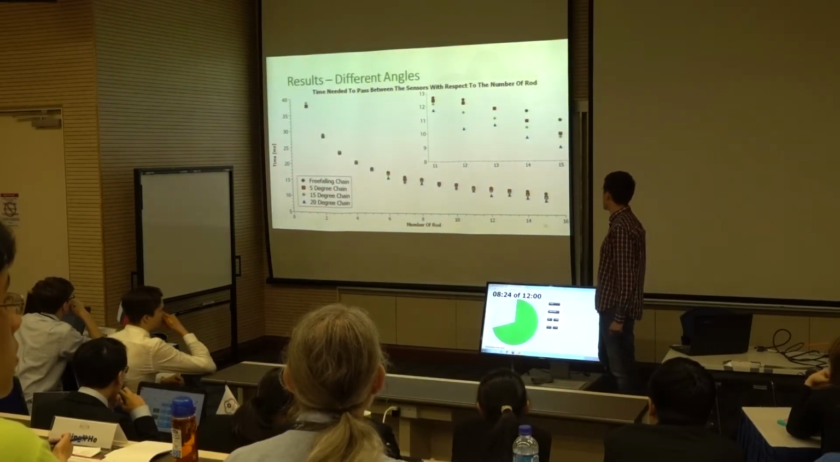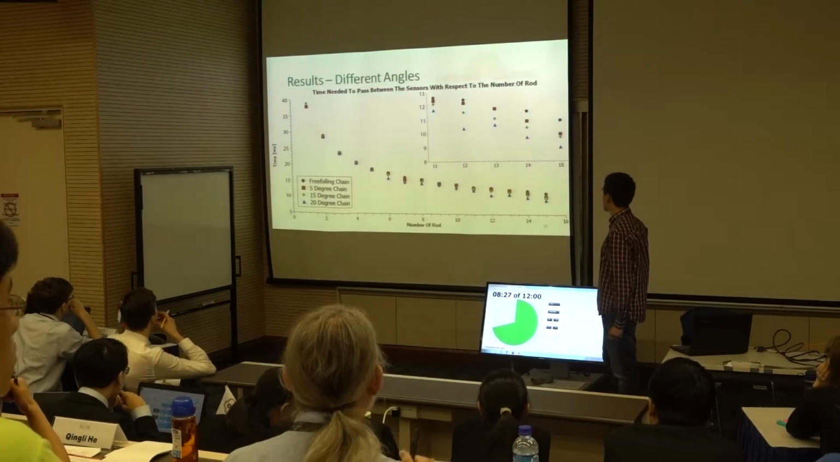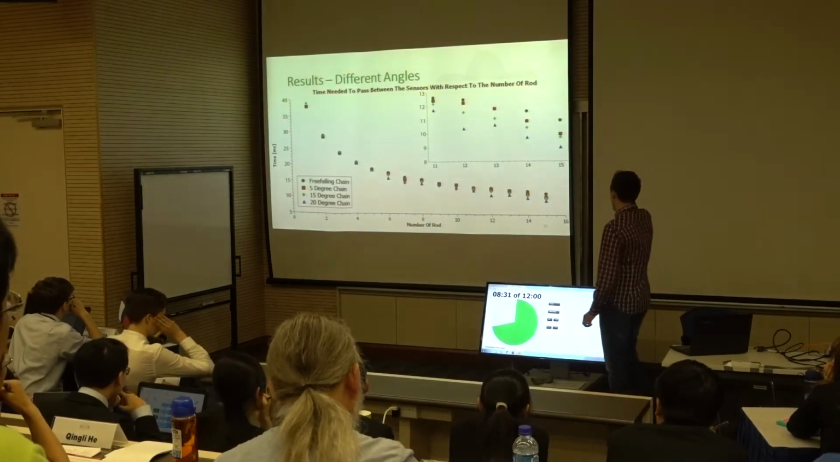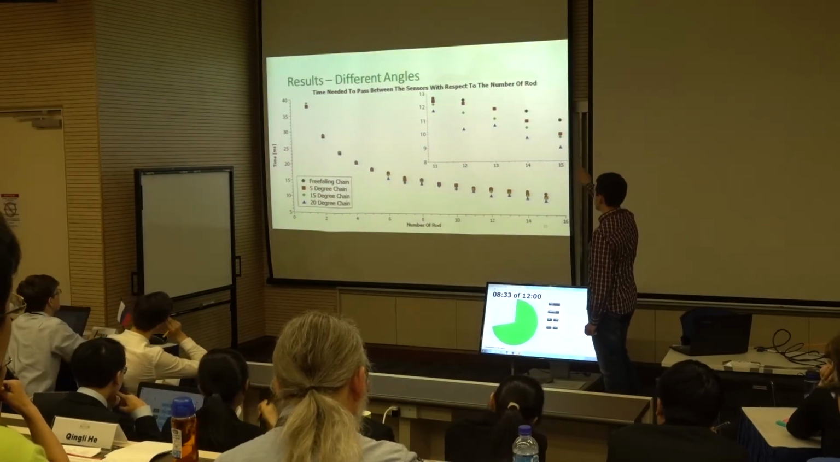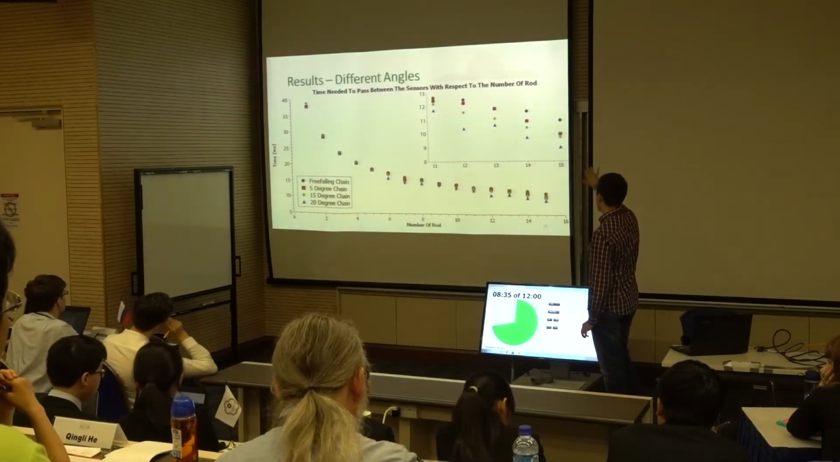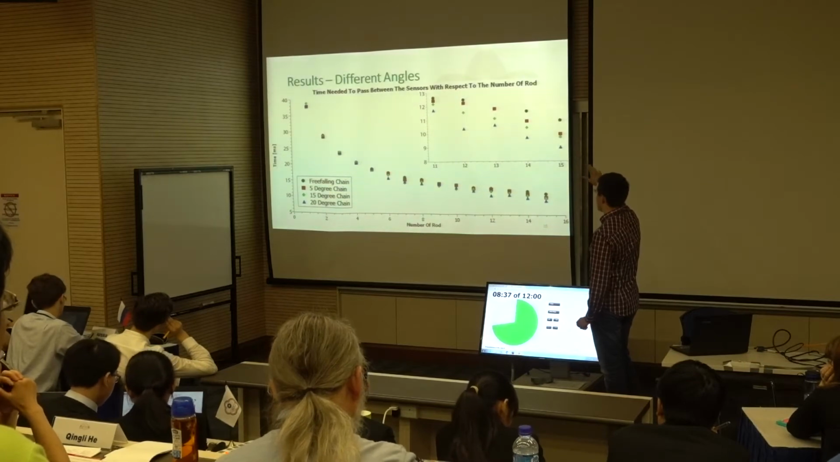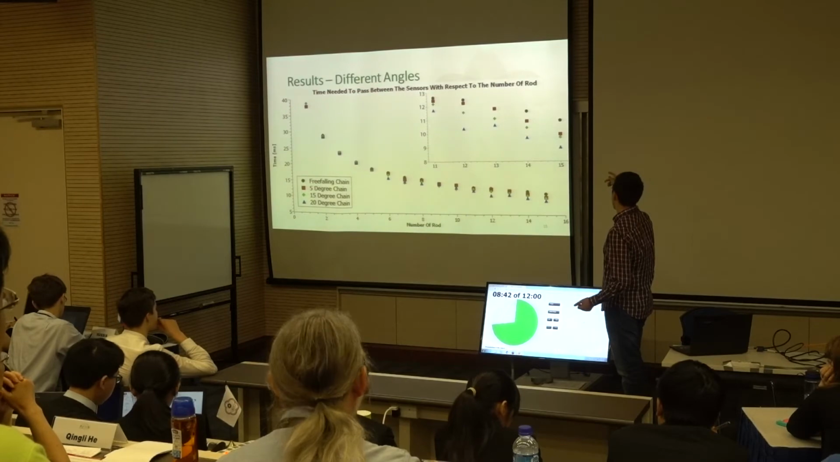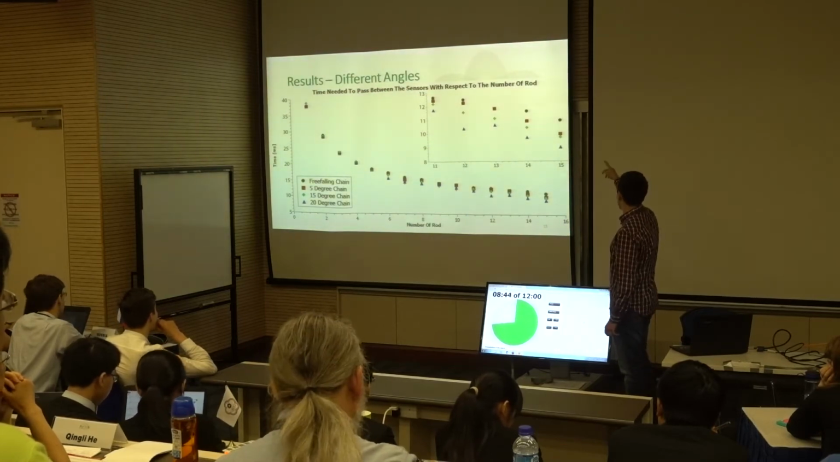Here we can see the chain for different angles. Here we already have some pretty better results. As we can see here, the chain with the biggest angle has the lowest time needed to pass between the sensors, and by that the highest speed.